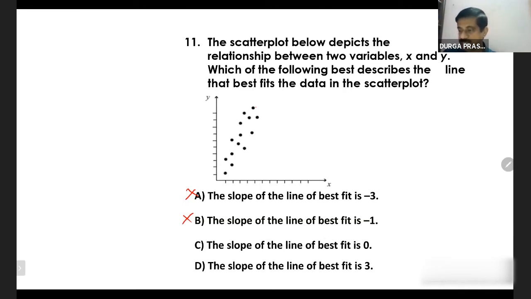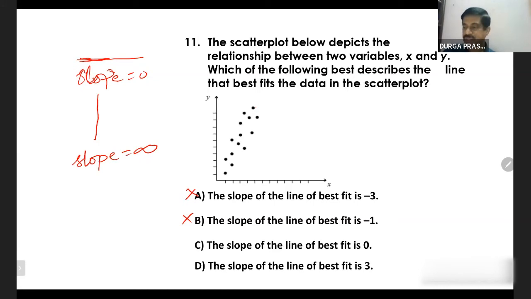Now the question arises whether it is C or D. Clearly C says 0. 0 means this line should become horizontal, somewhere like this. It should have been like this. Then the slope is 0. If it is like this, the slope is infinity.